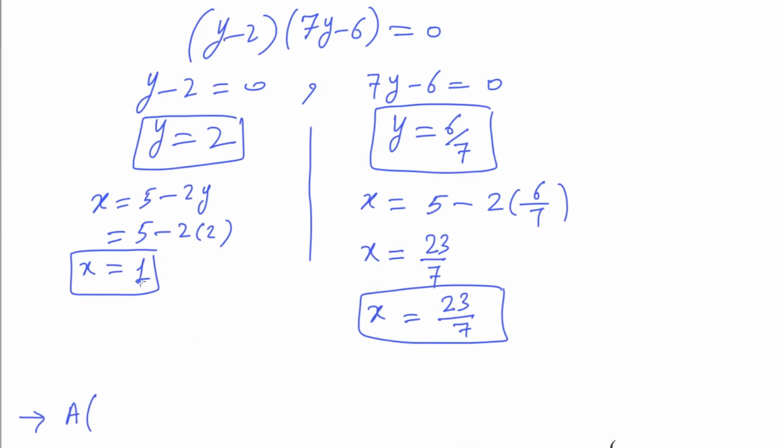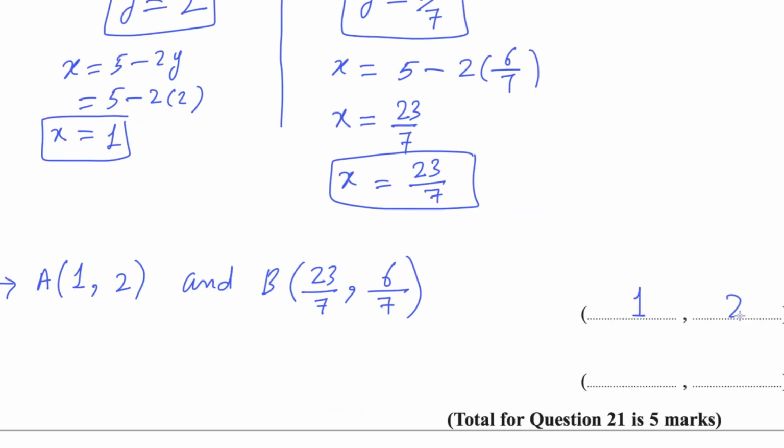Coordinates of A will be, let's say this is A, so it will be 1 and 2, and B will be, because the first value we write is x, 23 over 7 and 6 over 7. Given: 1 and 2, and 23 over 7 and 6 over 7. So this is question number 21. 21 is done.